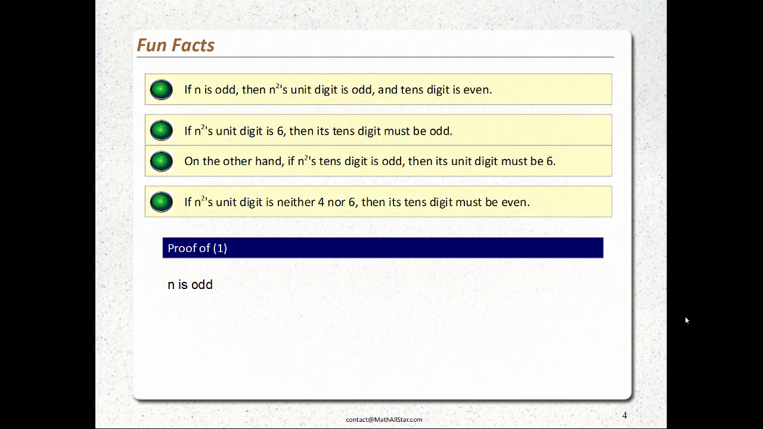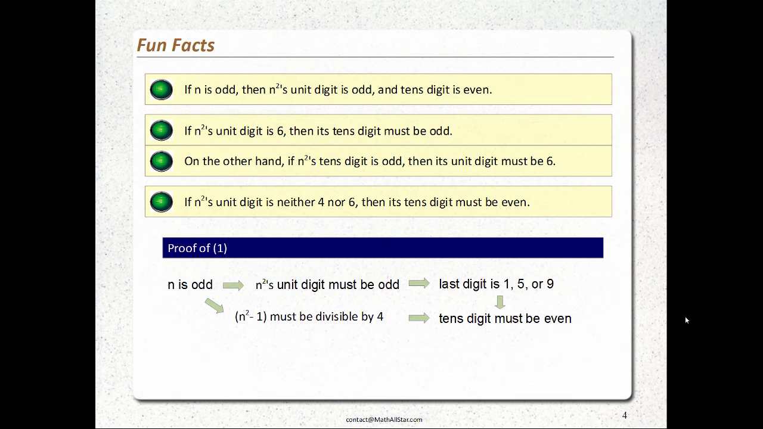Because n is odd, n squared must end with an odd digit. This is obvious. It follows that its unit digit must be 1, 5, or 9, because a square number cannot end with 3 or 7. Meanwhile, we know n squared must be a multiple of 4 plus 1, or equivalently, n squared minus 1 must be a multiple of 4. Considering its unit digit must be 1, 5, or 9, it is not too difficult to verify its 10th digit cannot be odd.